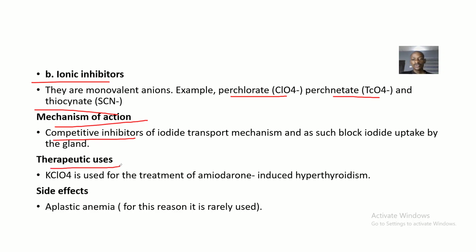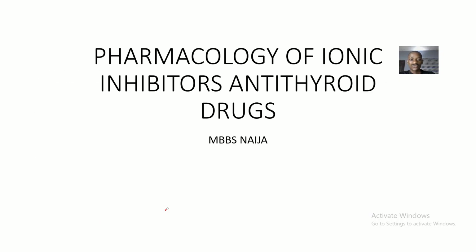Therapeutic use: KClO4, that's adding potassium to these perchlorates, is used for treatment of amiodarone induced hyperthyroidism. What are the side effects of this drug? Aplastic anemia. For this reason it is rarely used, since it can cause aplastic anemia.